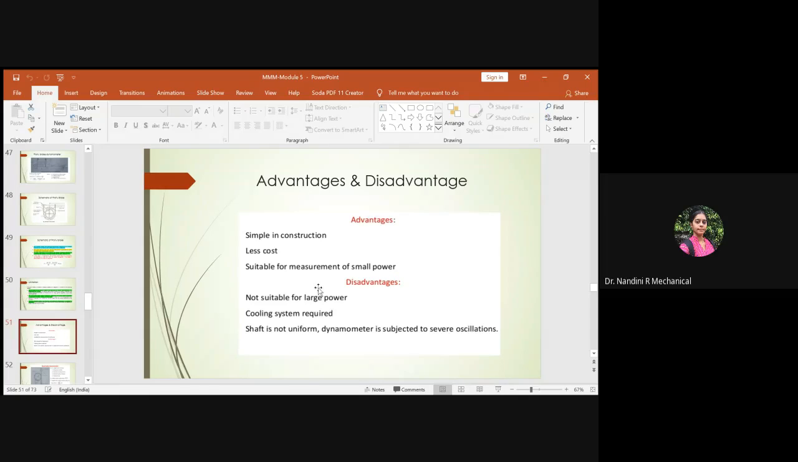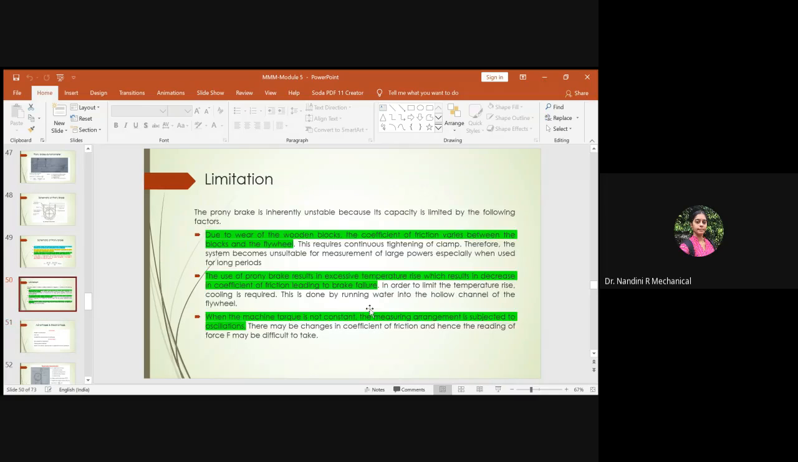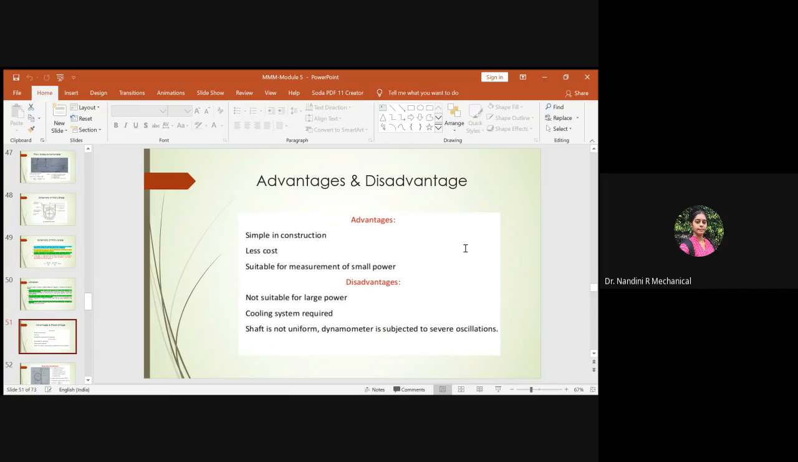After knowing the advantages, you should know the disadvantages. The disadvantage is that it is not suitable for large power. Why? We studied in the limitations, right? Due to the wear, the coefficient of friction keeps on varying between the blocks and the flywheel, and this requires continuous tightening of the clamp, and hence it is suitable to measure small powers, not large powers.